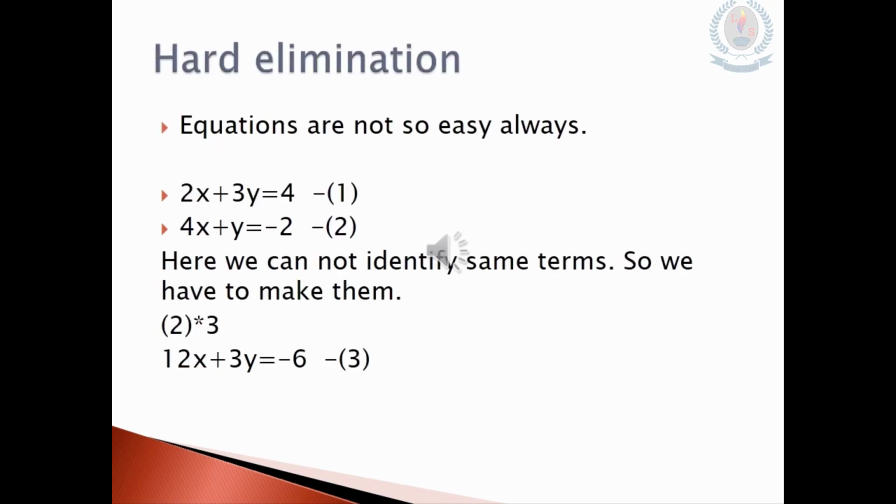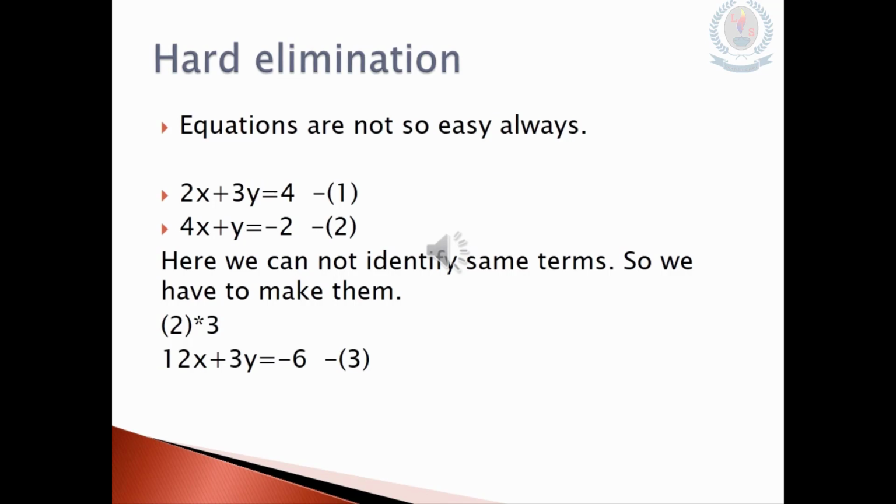Harder eliminations. Equations are not always so easy. Here consider these two equations. 2x plus 3y equals 4. 4x plus y equals minus 2. Here we can't identify the same terms, so we have to make them. If we multiply the second equation by 3, we can get the same terms in the two equations.